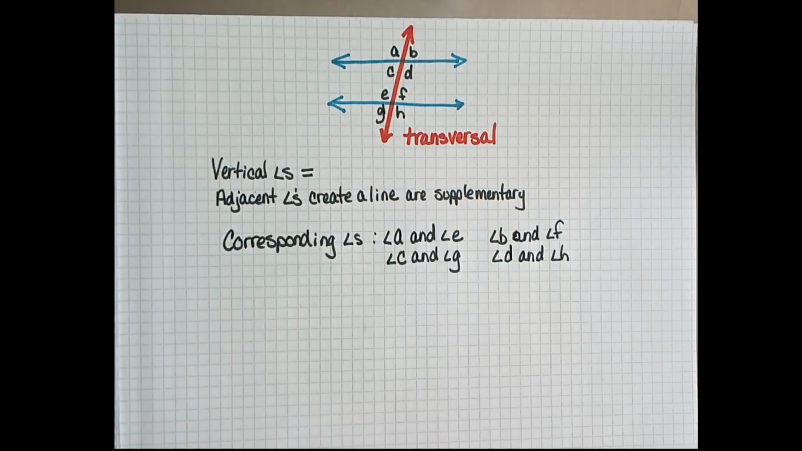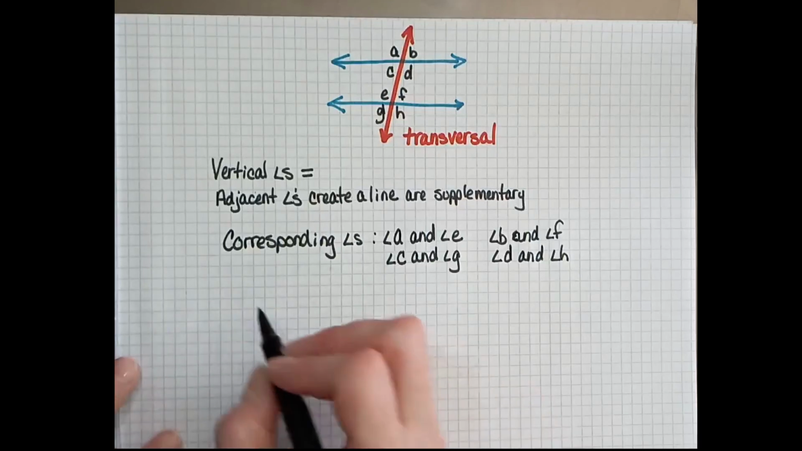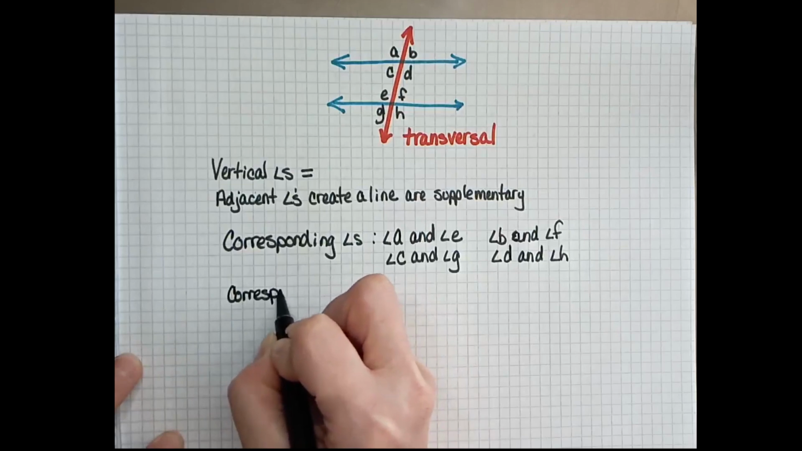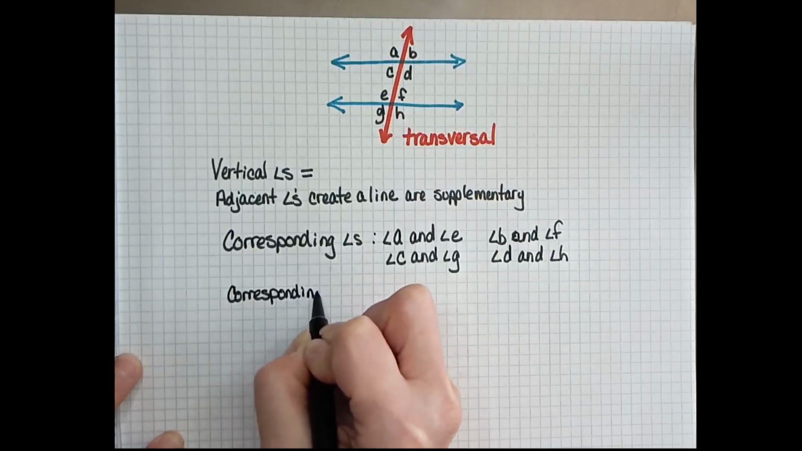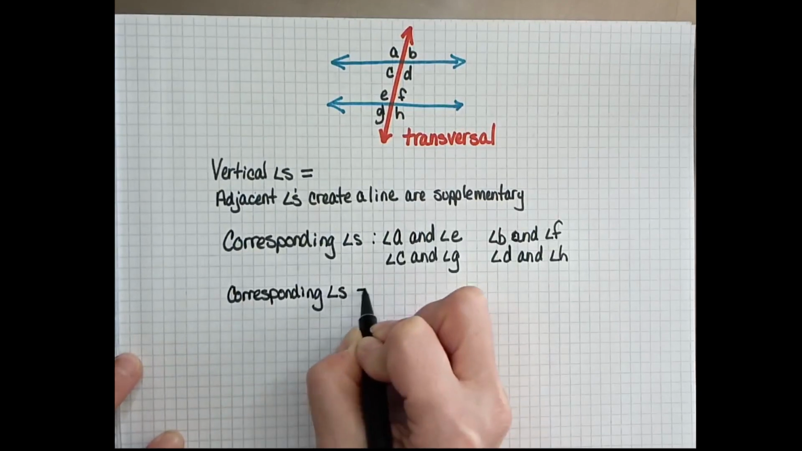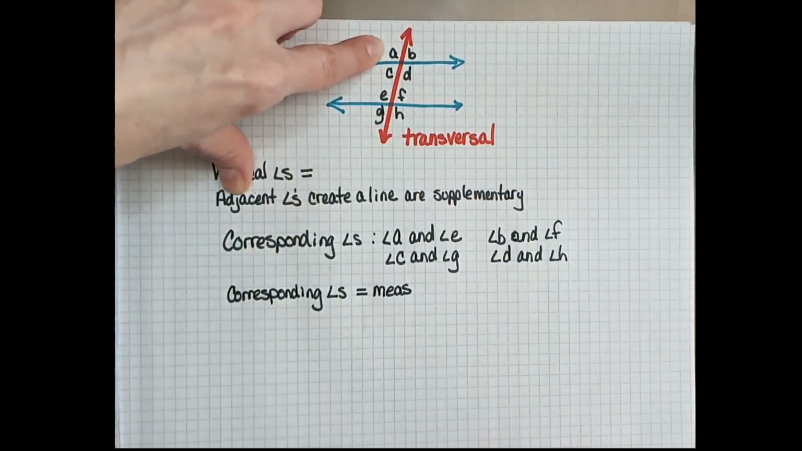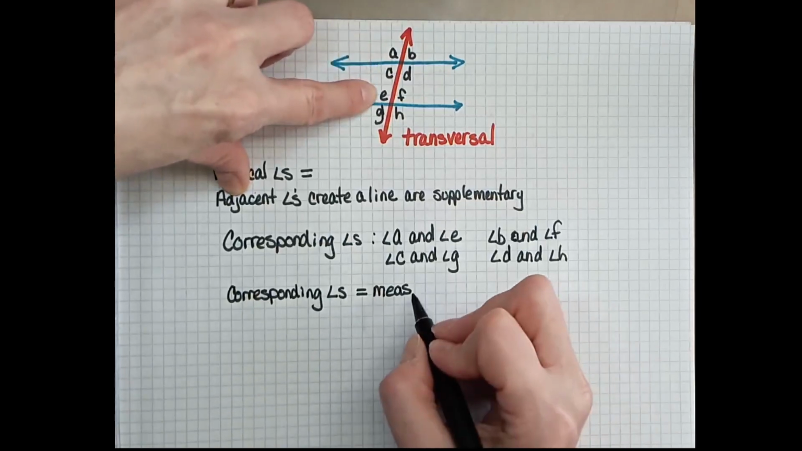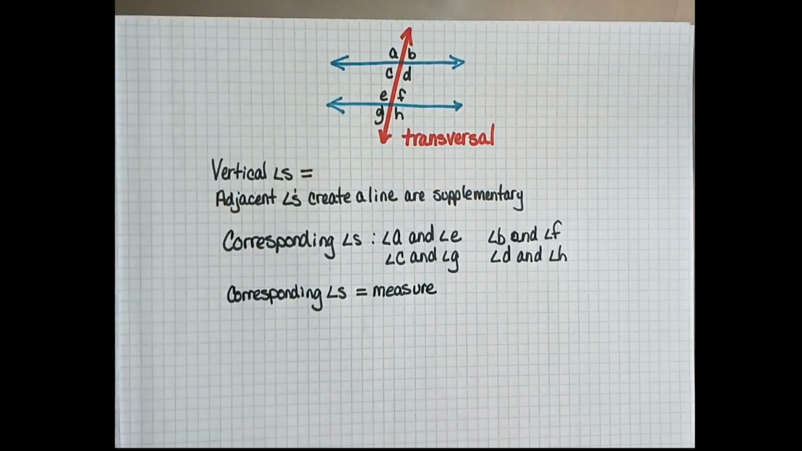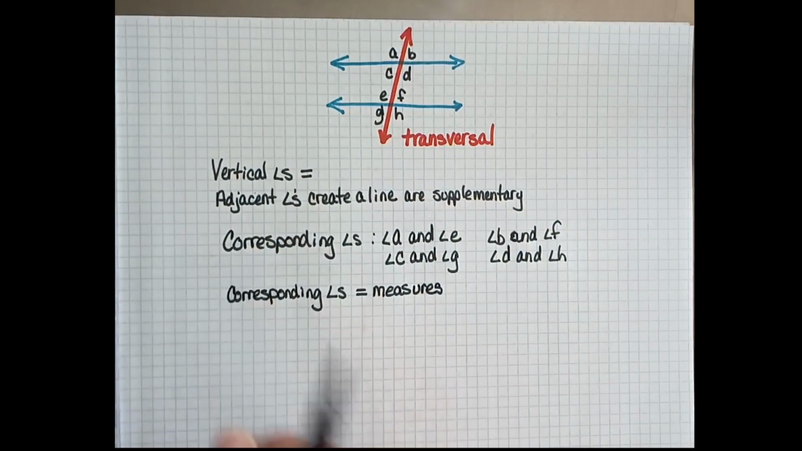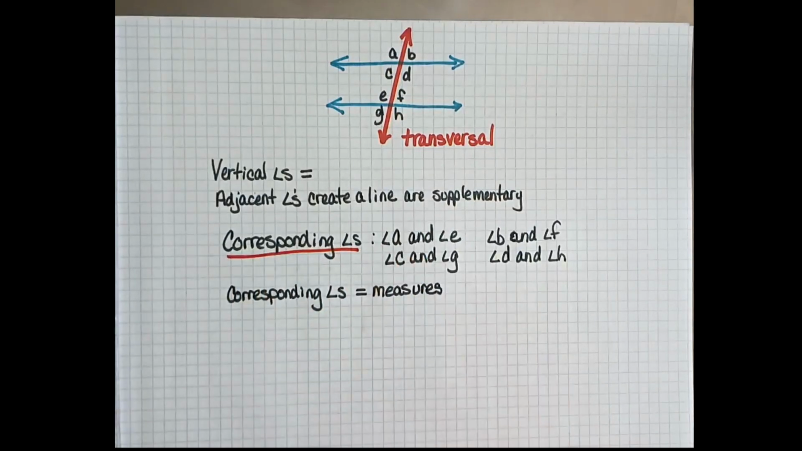Okay, another important thing about corresponding angles is that they have the same measure. Corresponding angles have equal measures. So if I have 110 degrees like I was saying up here for A, that means that E is also 110 degrees. So that is one particular special relationship that is new for you, corresponding angles.